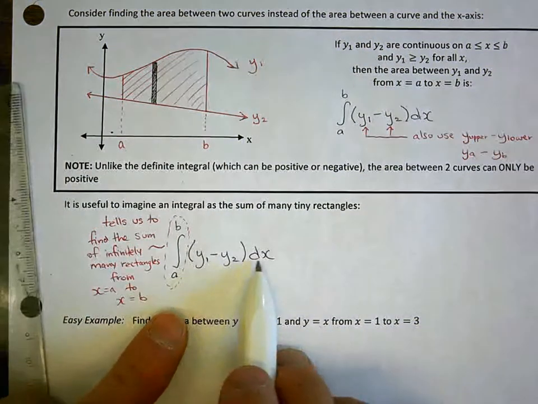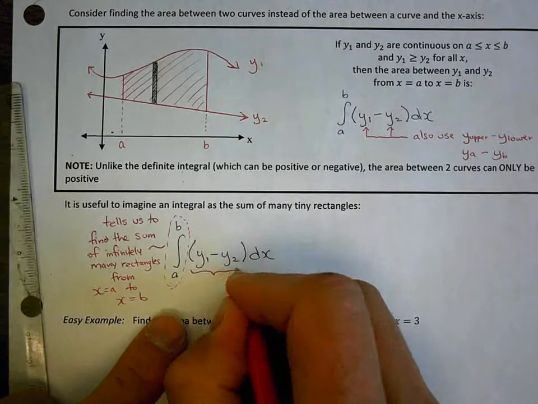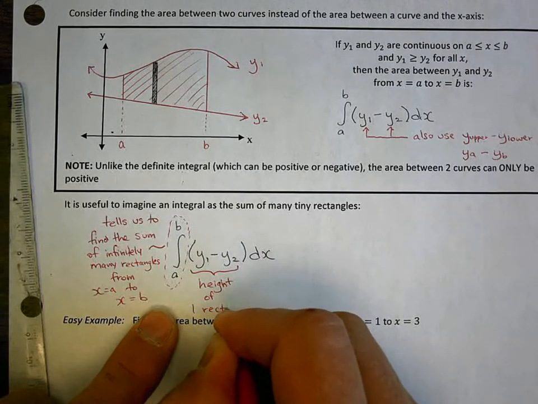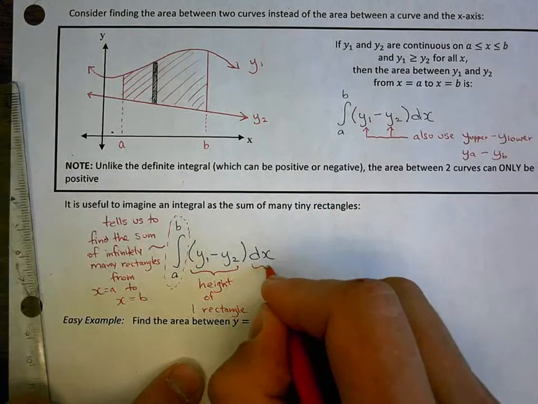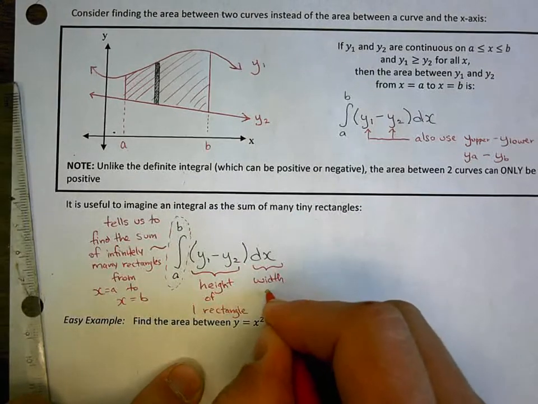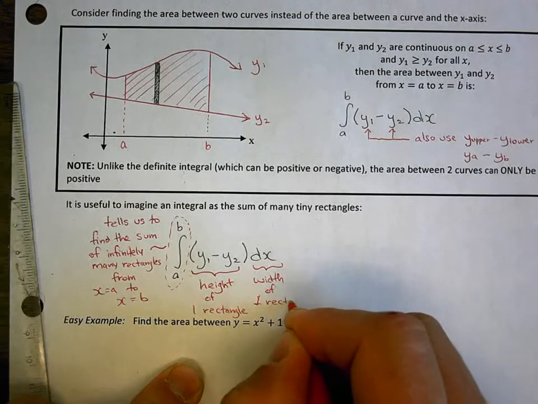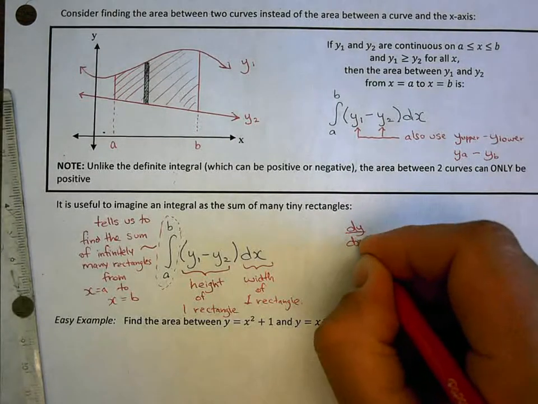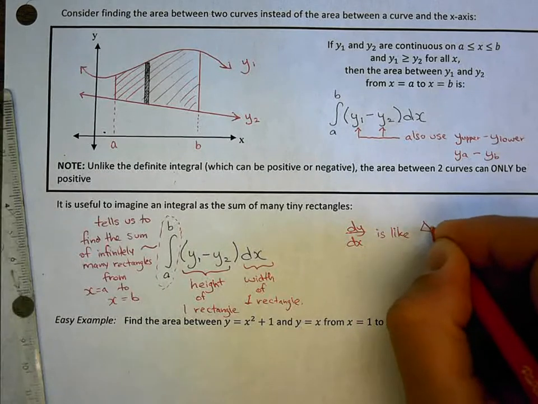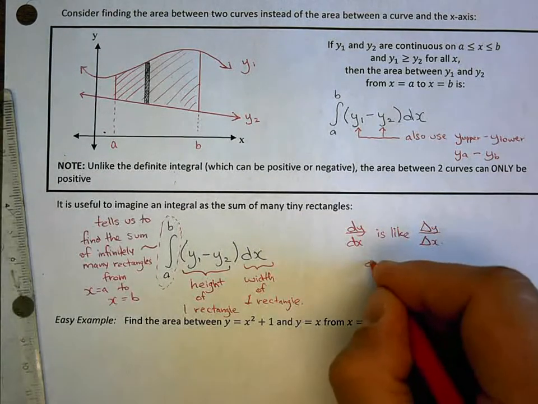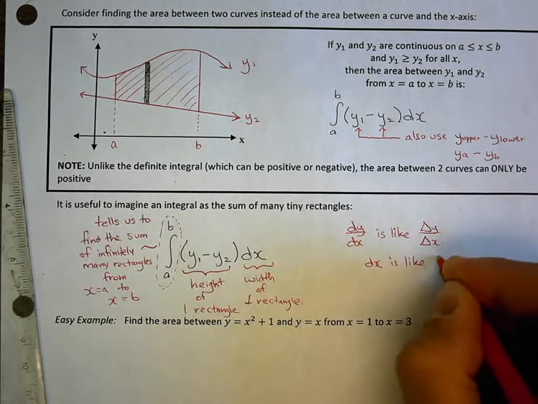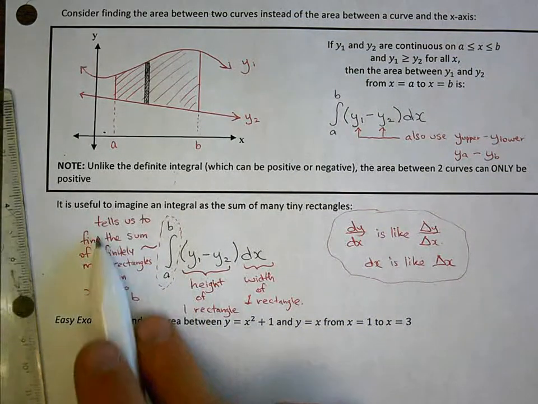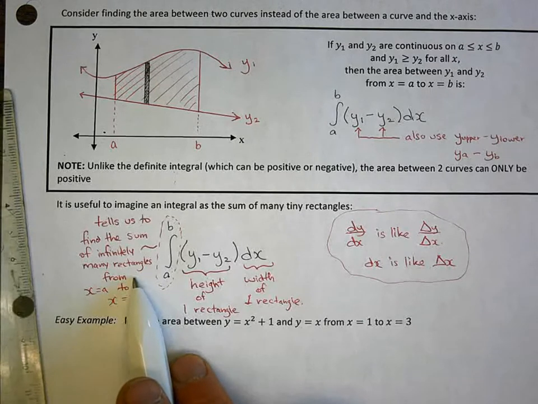Now, this part of my equation is the height of one rectangle. And this is the width of one rectangle. Remember, if dy dx is like delta y over delta x, then dx is like delta x. So that's kind of my reasoning there. So this means add up all these rectangles, infinite number of rectangles from a to b.